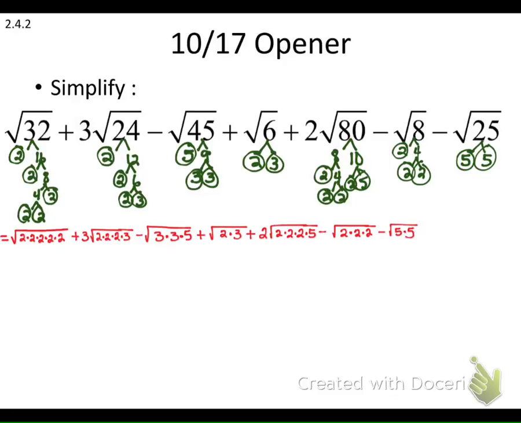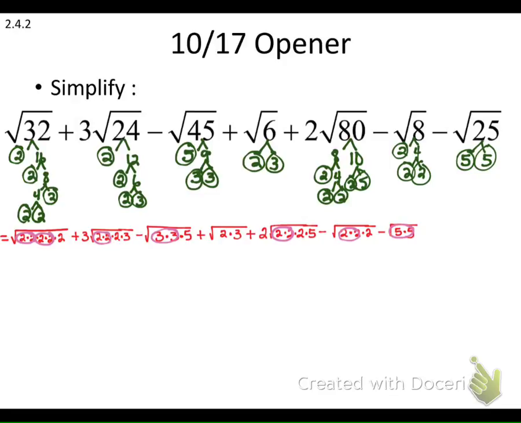Good. Nice job. So I wrote a lot smaller so I could fit them all in there. How many of you guys remembered your coefficients? How many of you guys remembered to bring those coefficients down? Good. Okay. From here, then I'm going to circle my factor pairs. So I'm going to go ahead and do that real fast. Did I get them all?